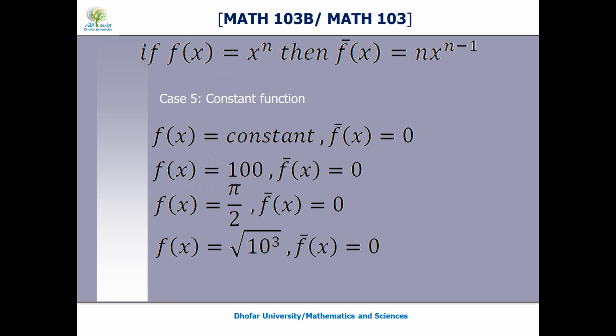Now, this case is if the function is a constant function. Constant function means a number. If f(x) equals a constant, like f(x) equals half, equals 100, or pi over 2, or square root of 1000, all these functions are called constant functions. So the derivative of a constant function is always 0. Keep in mind that the derivative of any constant function is 0.